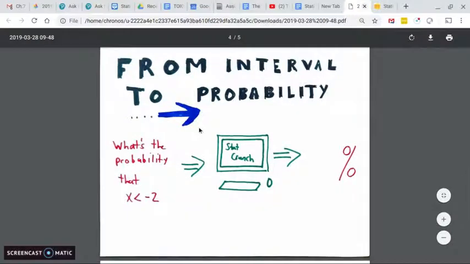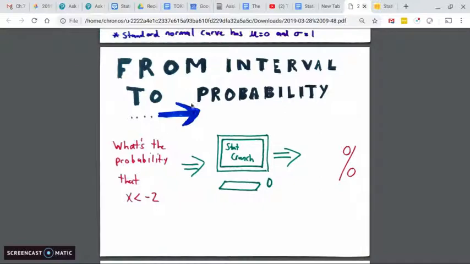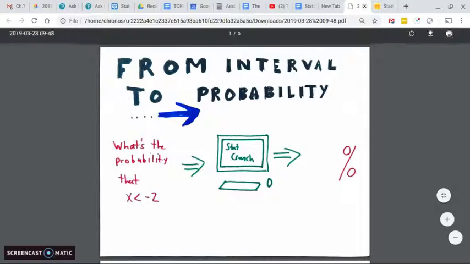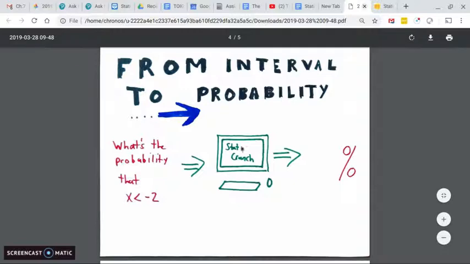Okay, so going from one way to another, from interval to probability. What's the probability that the random variable is less than -2? Well, there are lots of different methods to get this. In the old days, we had to use tables to do it, which was extremely inconvenient. There's also the TI-83 calculators that'll do it.